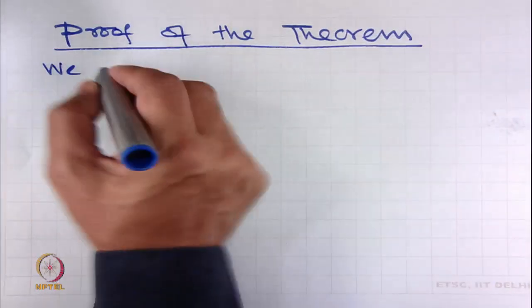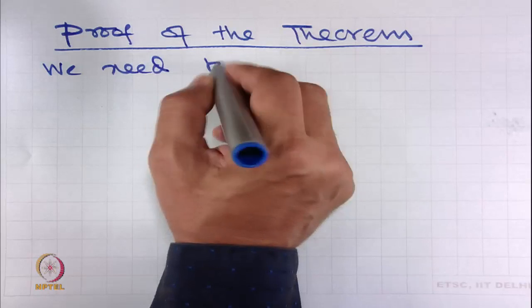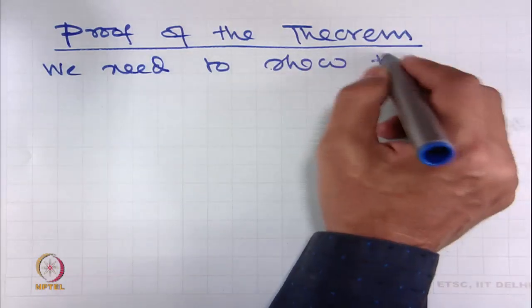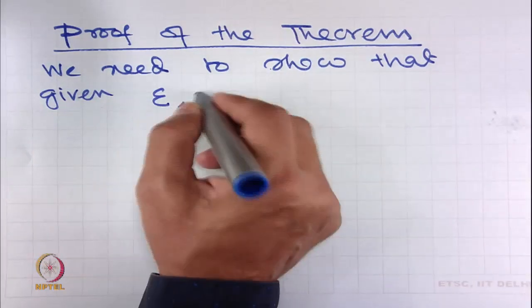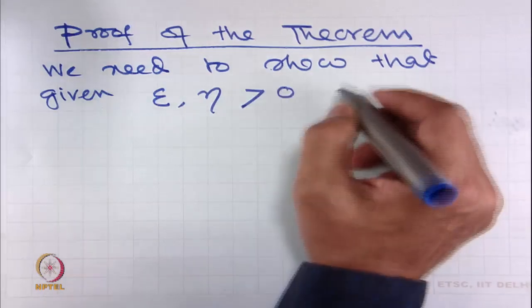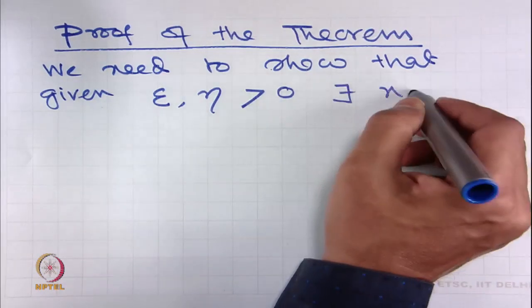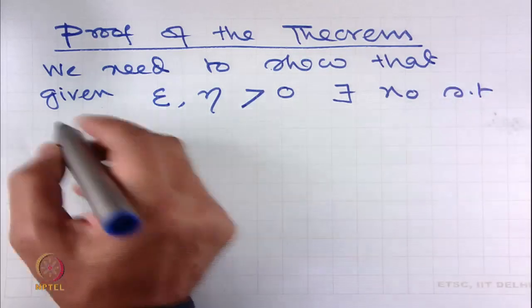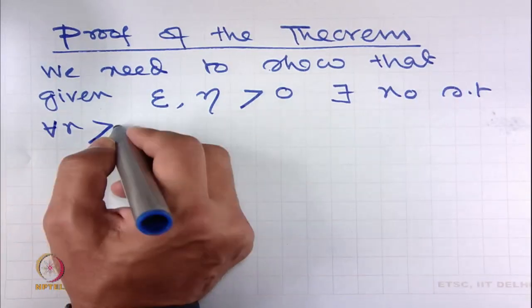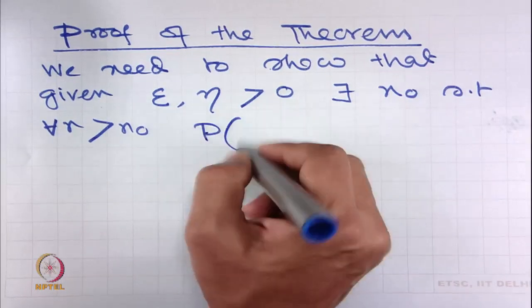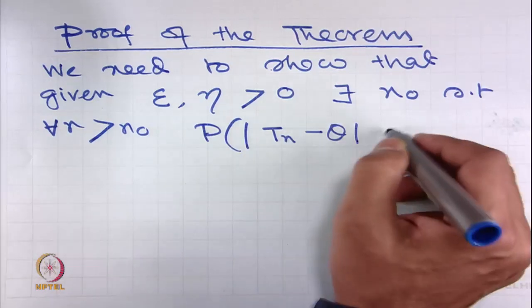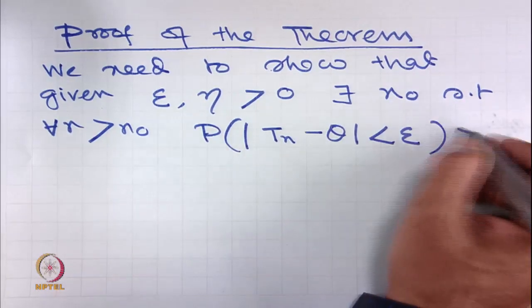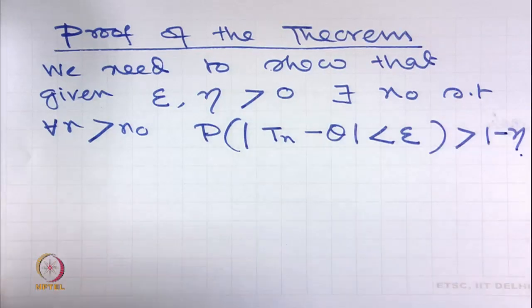We need to show that given epsilon and eta greater than 0, there exists n naught such that for all n greater than n naught, probability modulus of T n minus theta less than epsilon is greater than 1 minus eta. So, this is what we will have to prove.